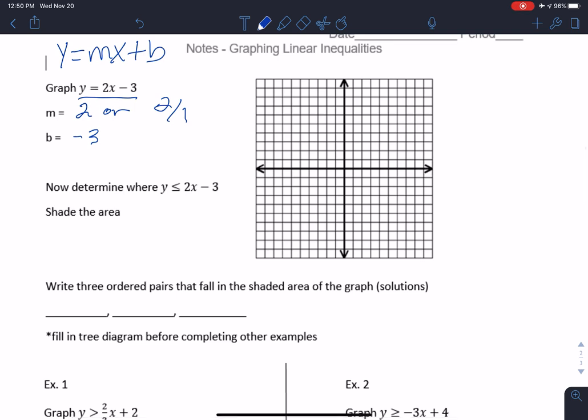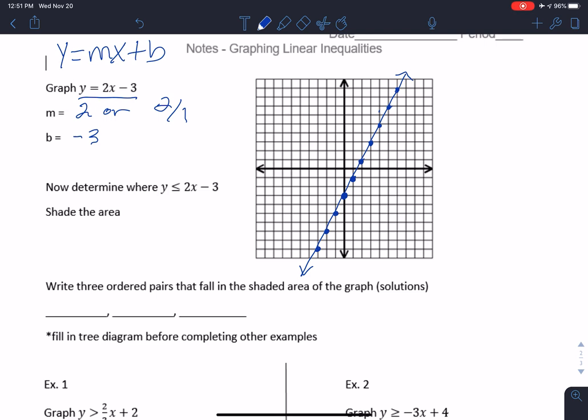We always start with our b, which is our y-intercept, so we go to -3 on the y-axis and we make a point. From this point, we're going to do rise over run, so we're going to go up 2 since it's positive and over 1. Up 2 over 1. And we keep doing that. And then we go the opposite direction. And we connect our line. So this is what the line looks like for y equals 2x minus 3.